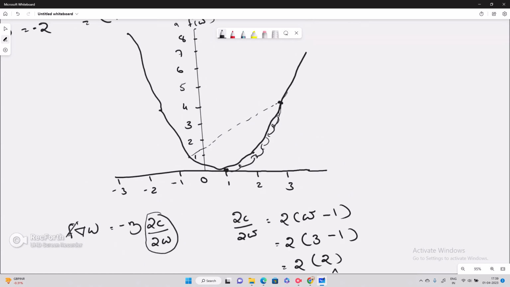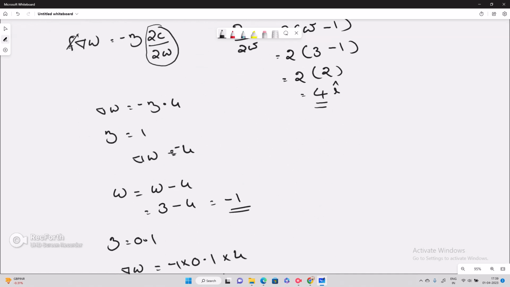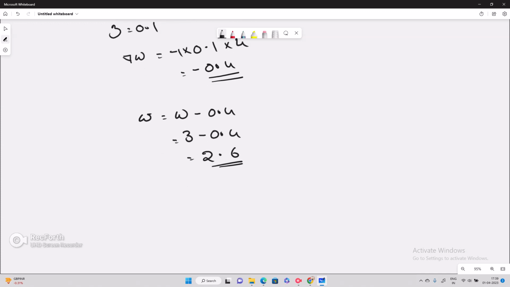So our new weight will be from this 3, it has moved to somewhere here, 2.6, right? So using the learning rate, we can control this particular action. Instead of going in a zigzag motion from here, the weight update will be controlled, and this will slowly move to the minimum value 1. So that is the main purpose of introducing the learning rate eta.